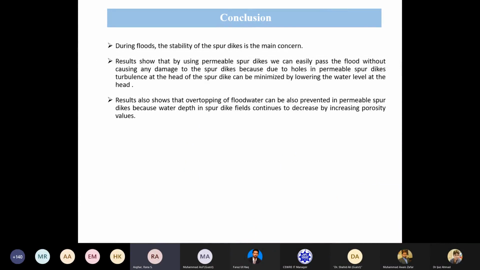Results also show that overtopping of flood water can also be prevented in permeable spur dikes because water depth in the spur dike field continues to decrease by increasing porosity values.